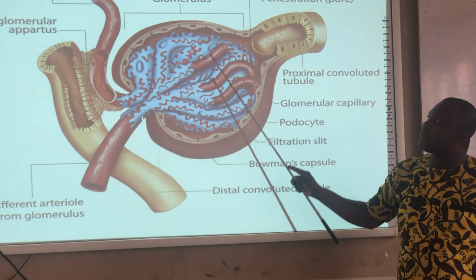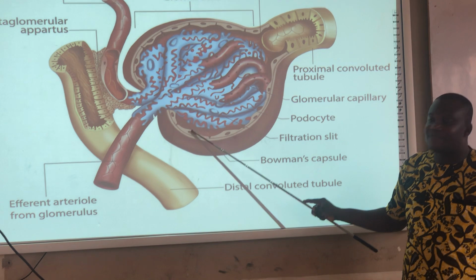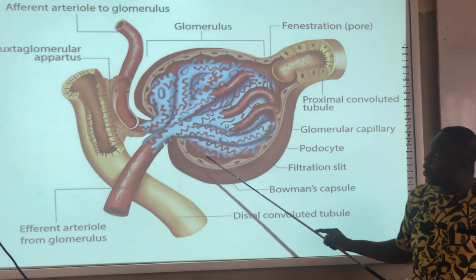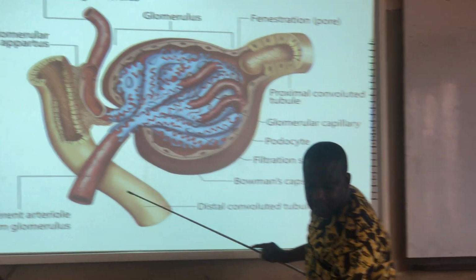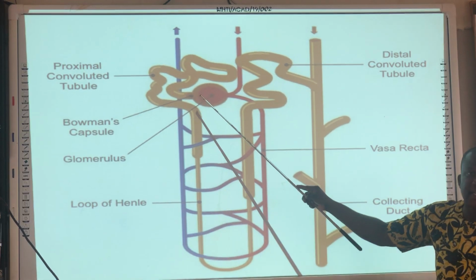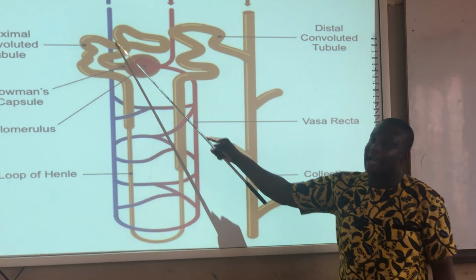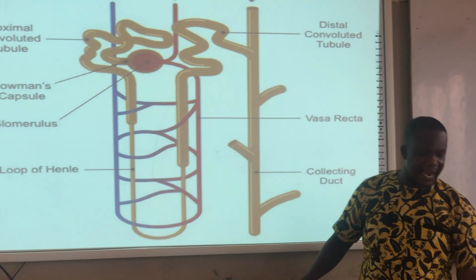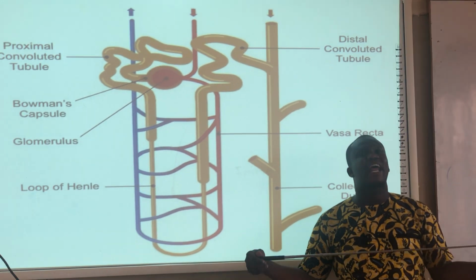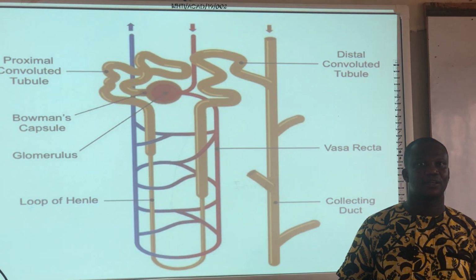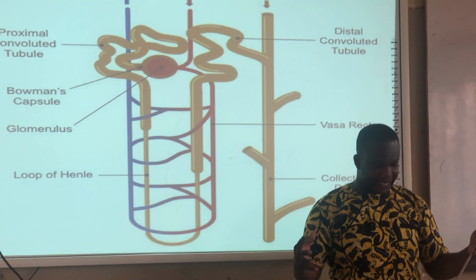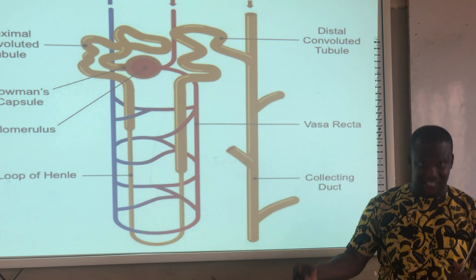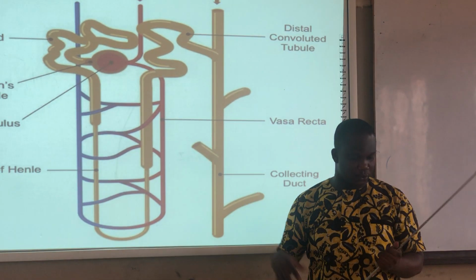Then the second factor is the blood pressure in the glomerular capsule. Now, we are saying we have pressure within the glomerulus. We also have pressure within the Bowman's capsule, because it is the pressure within the Bowman's capsule that will push the filtrate into the proximal convoluted tubule. Then the last one is the blood protein concentration. Now, wherever protein is located, there is increased osmotic pressure, and that will also influence what?